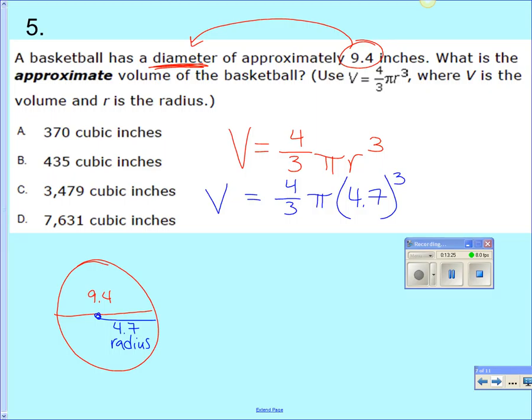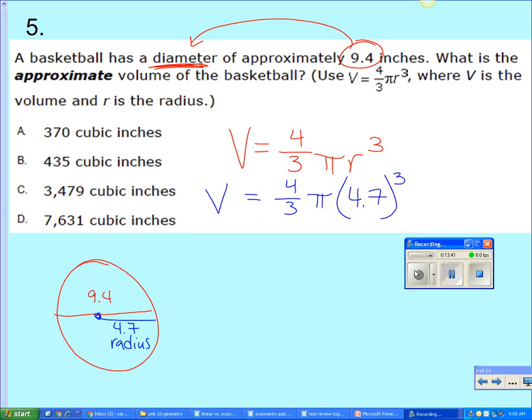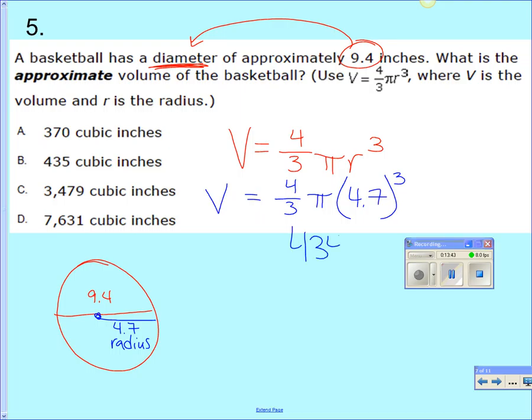You just type this in the calculator. 4/3. Thank you, Chuck, Haley, Gracie typing it in, Andrea, good. Thank you for writing it down, Dylan. Okay. 4/3 pi 4.7 to the third. All right, so you get 434 point, sorry, what? Point what? 8, which rounds to 435, which is B.